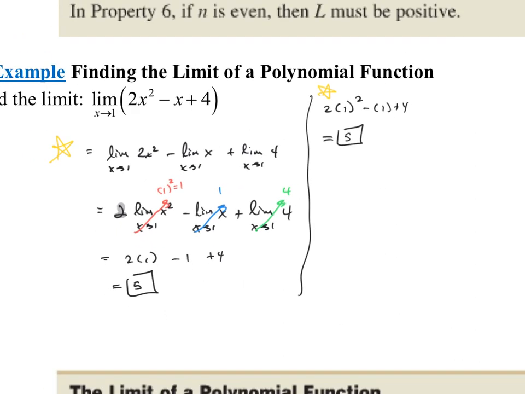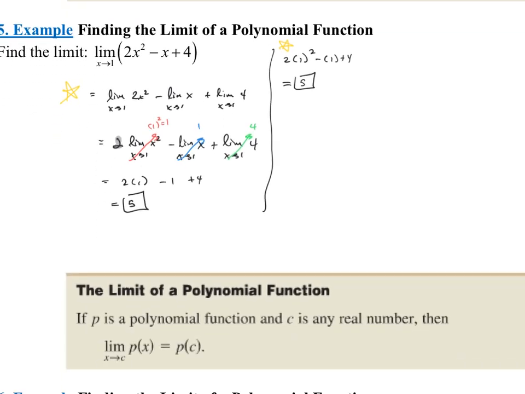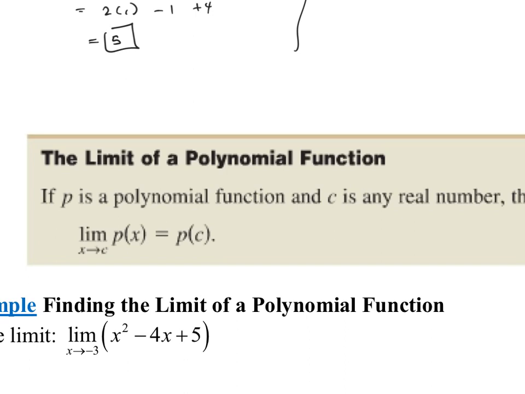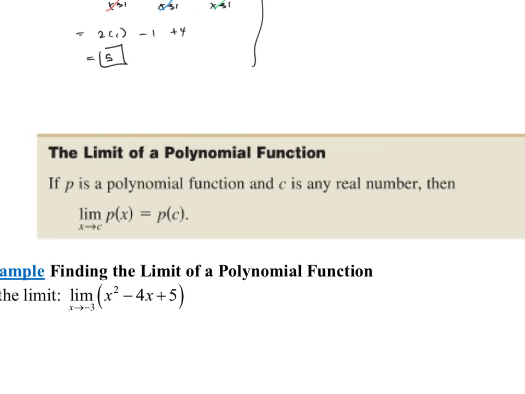You need to know when you can plug it in and how you can plug it in, and that's thanks to the next little formula right here. It says the limit of a polynomial function. So it says if p is a polynomial function and c is any real number, the limit as x approaches c of p of x equals p of c. For any polynomial function, just plug in the dang number.